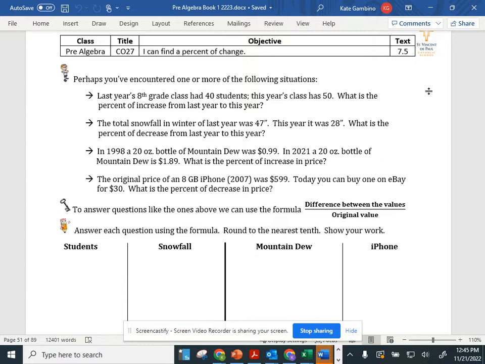Or in 1998, a 20-ounce bottle of Mountain Dew was 99 cents. In 2021, a 20-ounce bottle of Mountain Dew is $1.89. What is the percent of increase? And our last example is an original price of an 8 gigabyte iPhone in 2007 was $599. Today you can buy one on eBay for only $30. What is the percent of decrease in price? So we're going to figure out how to find the answers to these percentages of increase and decrease.